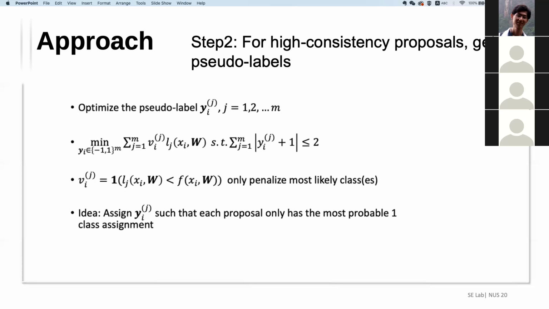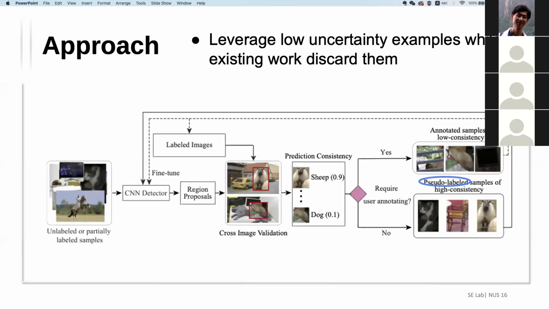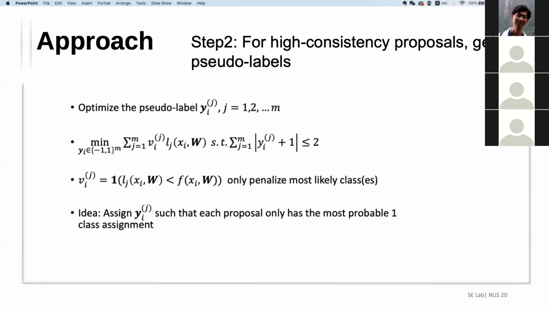I didn't get it. Where is the classification loss? The classification loss is this L. So the point is to assign the pseudo label. Then how do we assign? We just assign the most probable one, right? Which minimizes the classification loss.